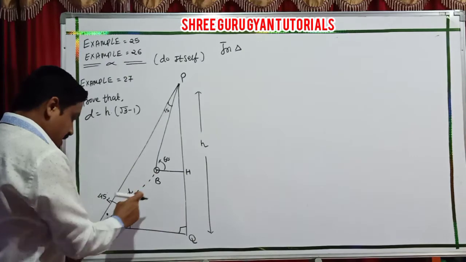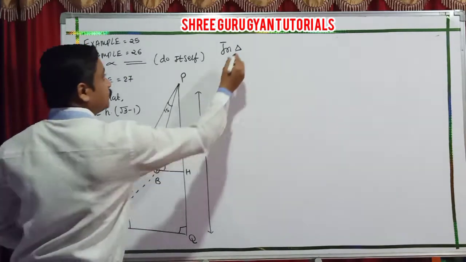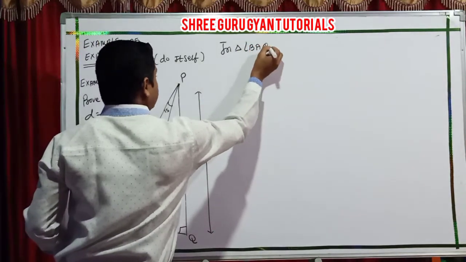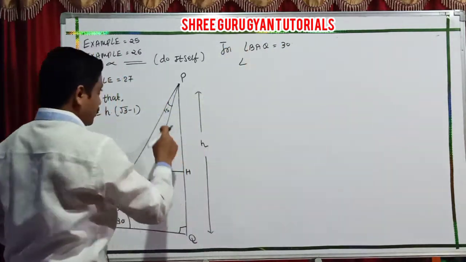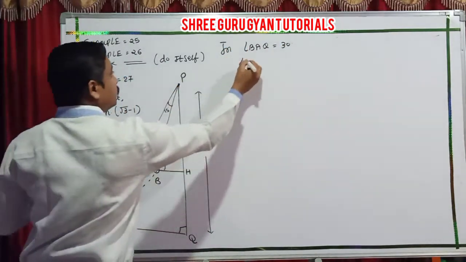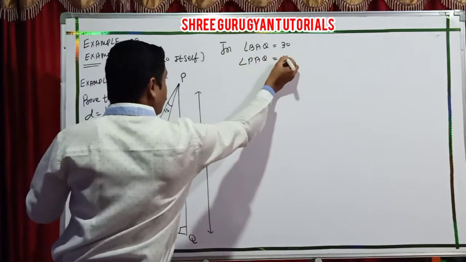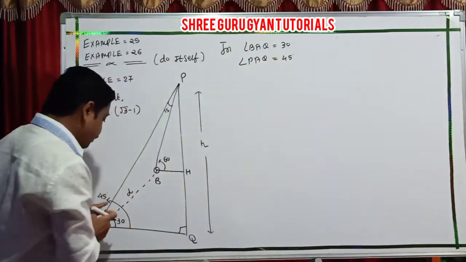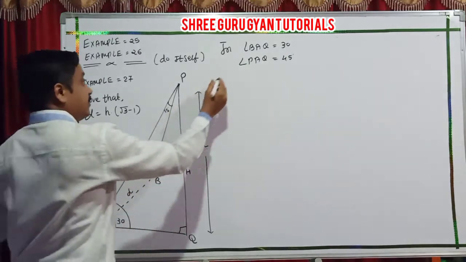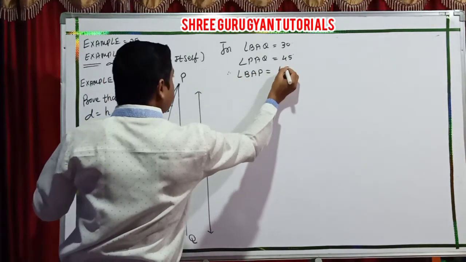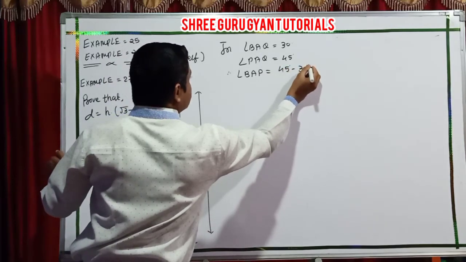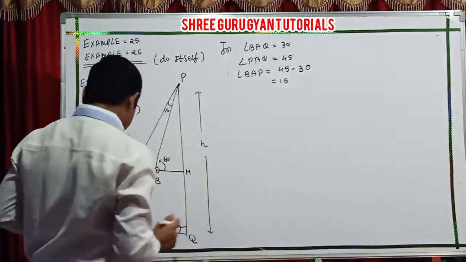Angle BAQ, how much? 30 degrees. And PAQ, how many? 45 degrees. These two are subtracted and you get BAP. Therefore angle BAP is equal to 45 minus 30, which is 15 degrees. Now students, this is 15 degrees.